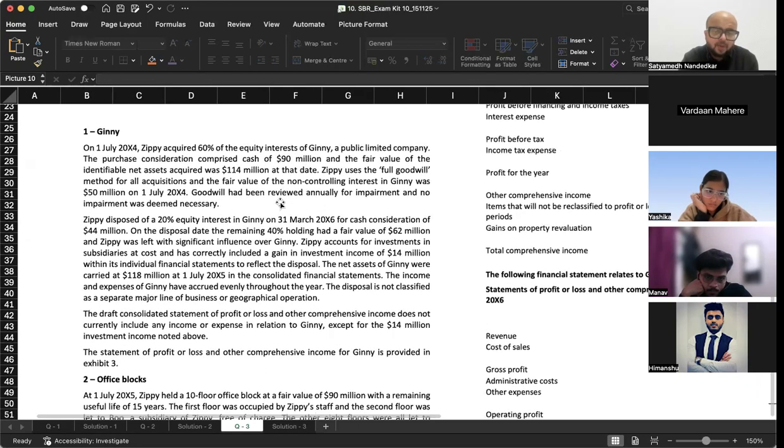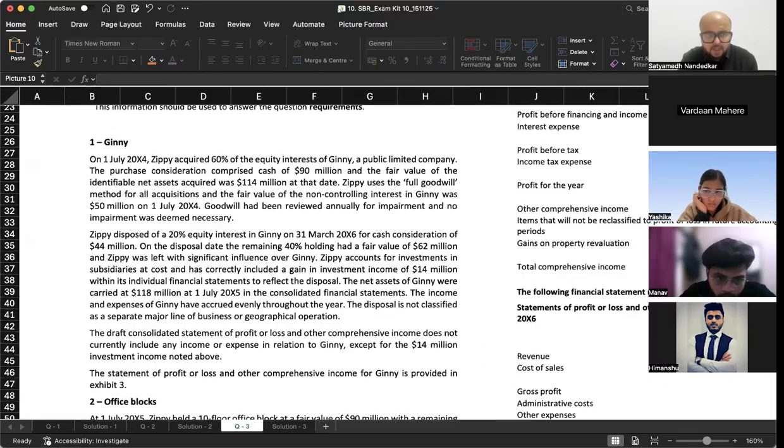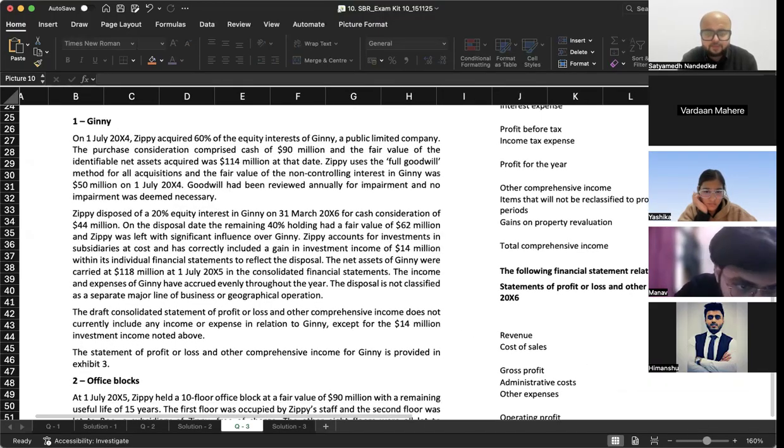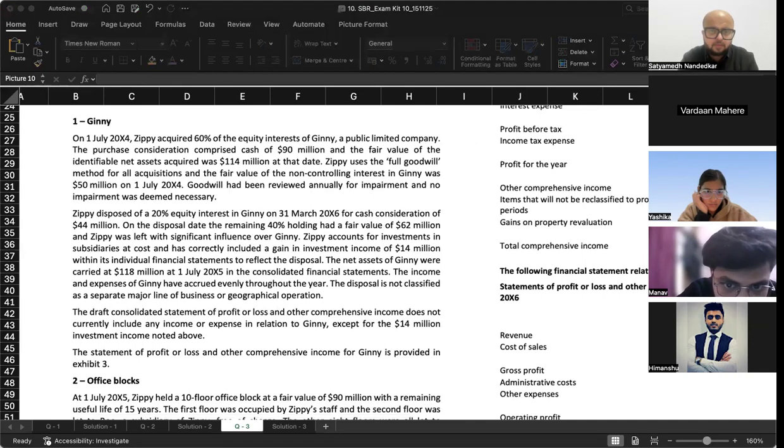Now look at this, Manav, read Exhibit 1. On 1st July 2024, Zippy acquired 60% of the equity interest of Ginny, a public limited company. The purchase consideration comprised cash of $90 million, and the fair value of the identifiable net assets acquired was $114 million at that date. Zippy uses the full goodwill method for all acquisitions, and the fair value of the non-controlling interest in Ginny was $50 million on 1st July 2024. Goodwill had been reviewed annually for impairment, and no impairment was deemed necessary.